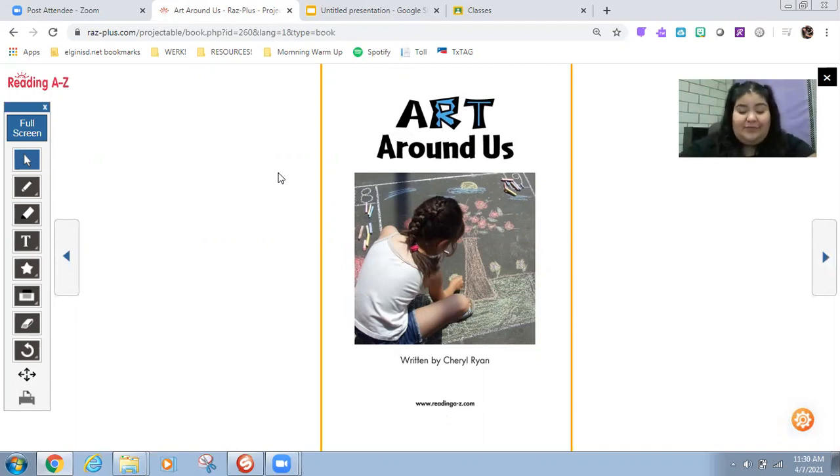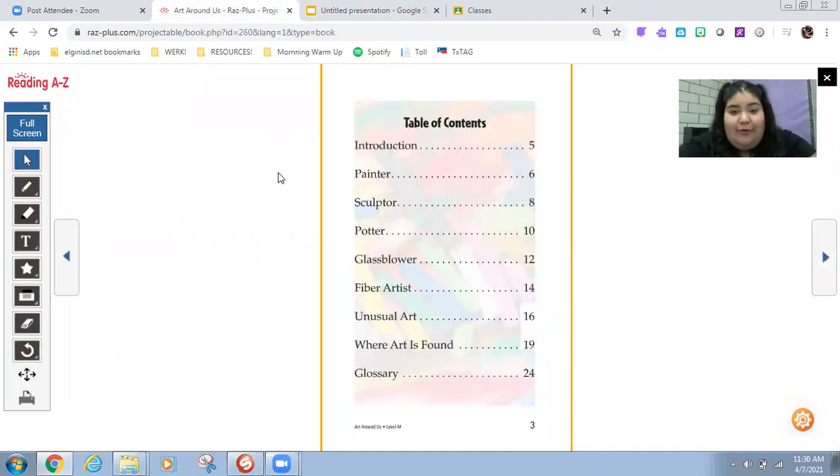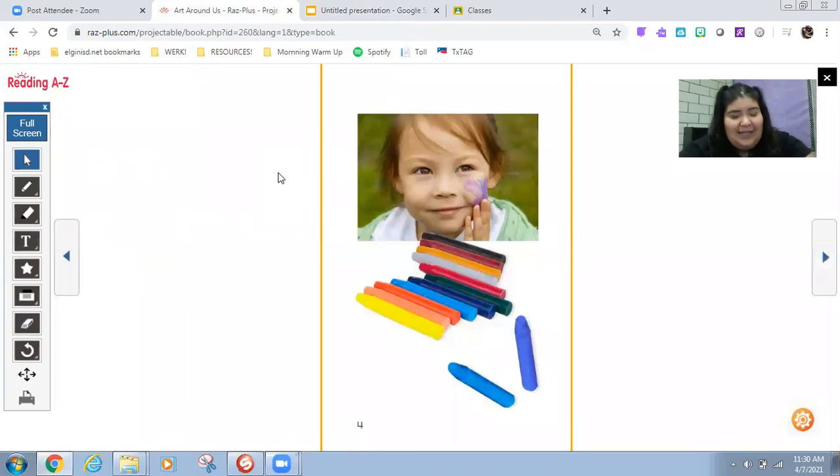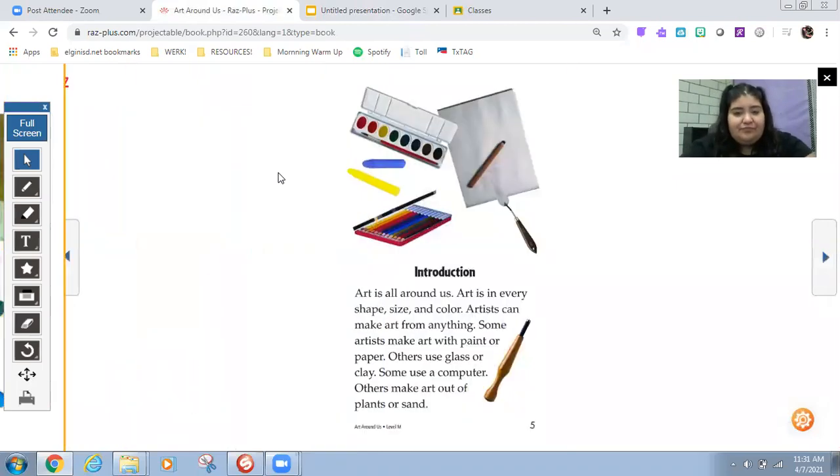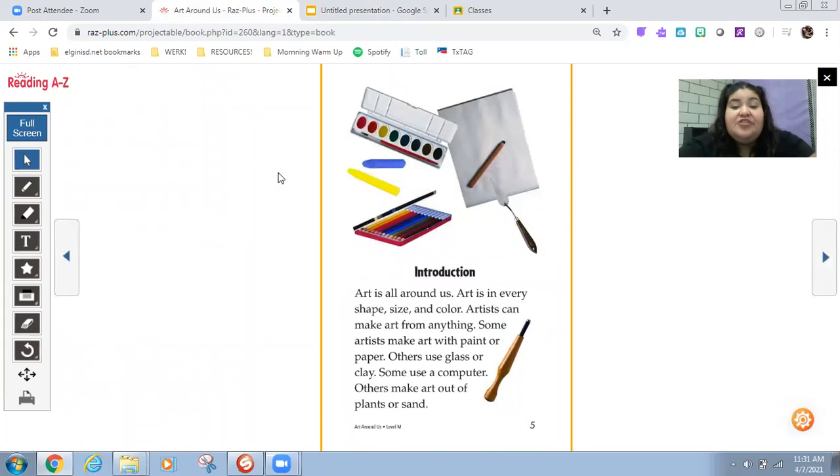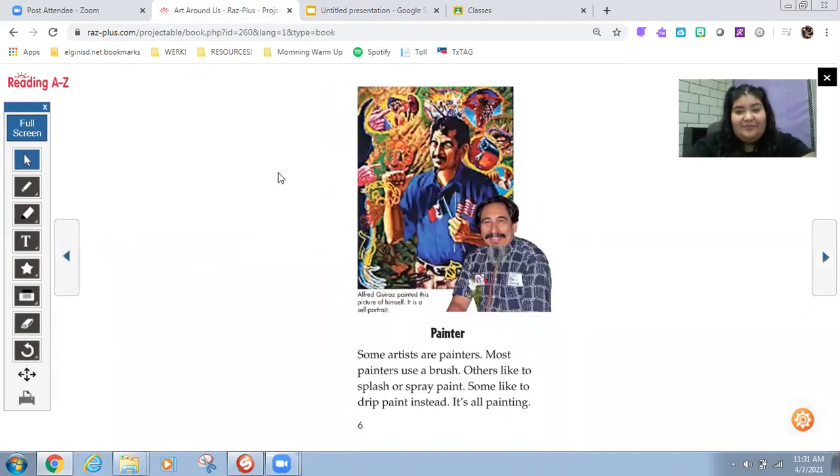Okie dokie. So let's look at the table of contents. It says introduction, painter, sculptor, potter, glassblower, fiber artist, unusual art, where art is found, and the glossary. I think I already kind of know the central idea. Introduction, art all around us. Art is in every shape, size, and color. Artists can make art from anything. Some artists make art with paint or paper. Others use glass or clay. Some use a computer. Others make art out of plants or sand.